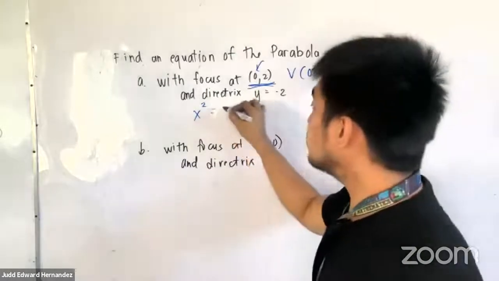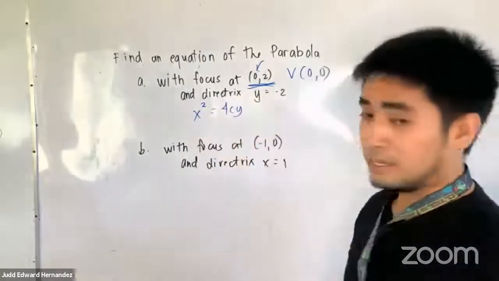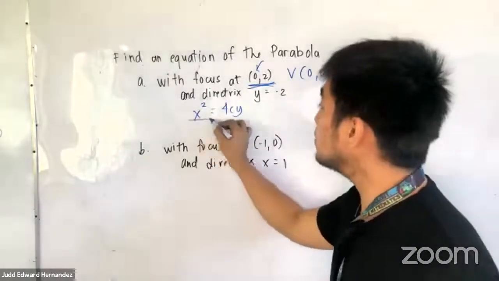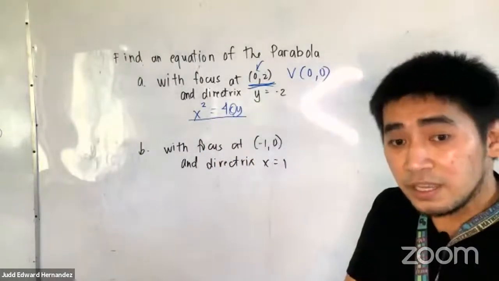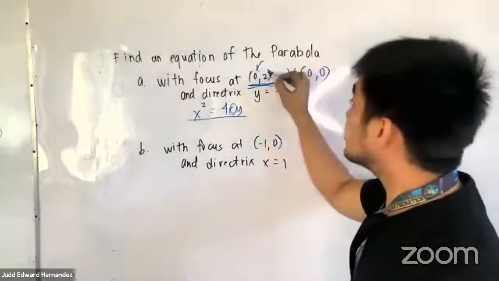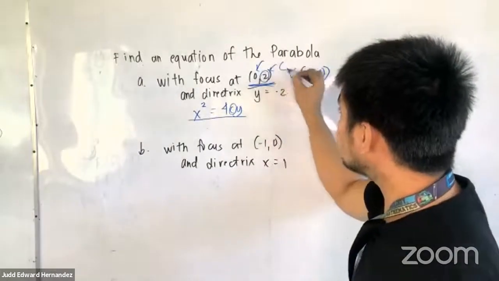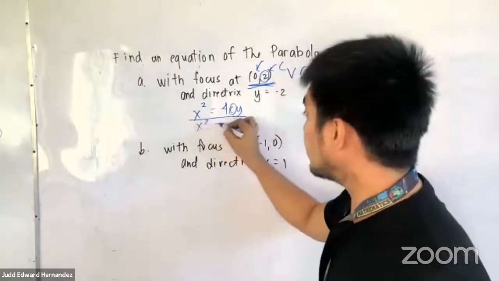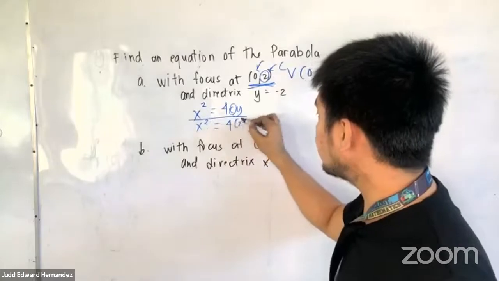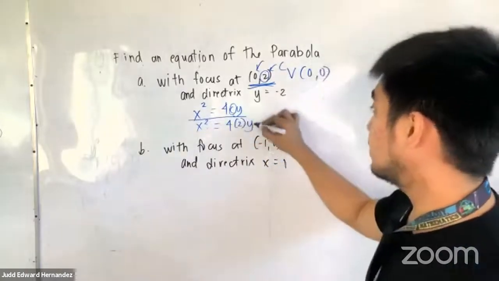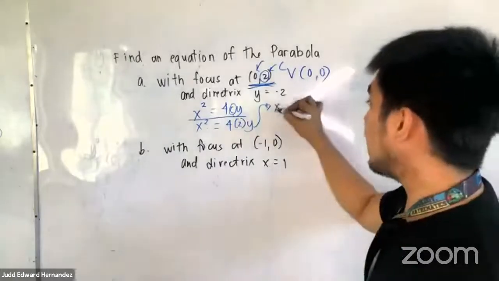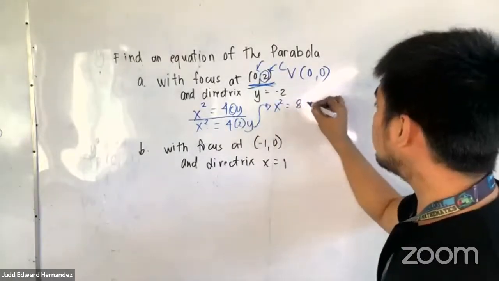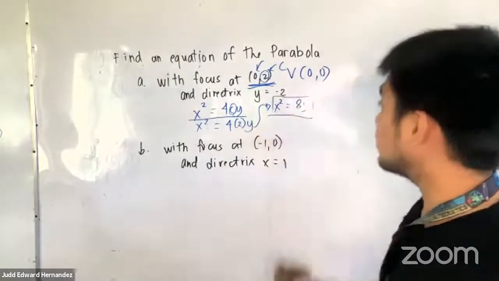X squared is equal to 4cy. This will be your formula. But then, what is the value of c? The value of c is the other coordinate, which is y. Therefore, this is c. Substituting, we'll now be having x squared is equal to 4 times 2 times y. Simplifying, we'll be having x squared is equal to 8y. Therefore, this is now your equation.